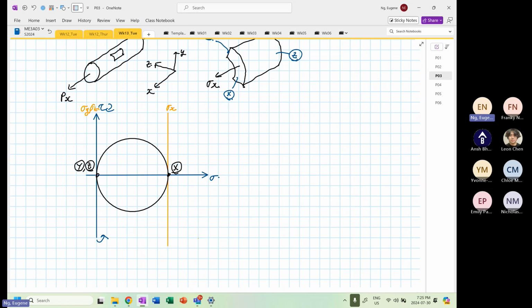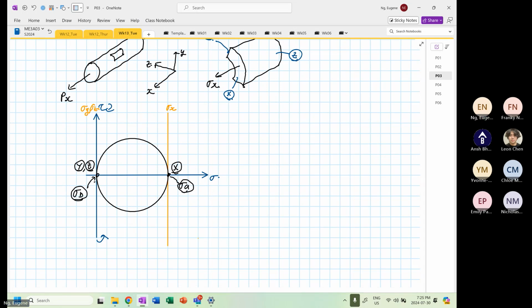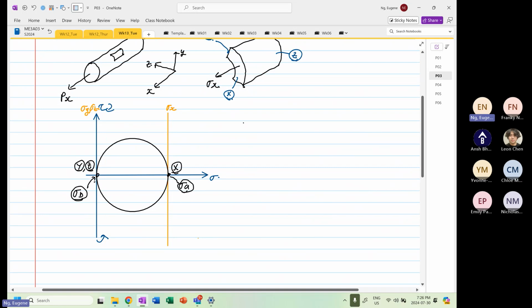So we call this point over here stress A, and we call this point over here stress B. Based on the uniaxial experimental test, we will get that the structure will yield when stress A is equal to stress U. And for this case, we know that stress B is equal to 0. And stress capital Y is our U strength.